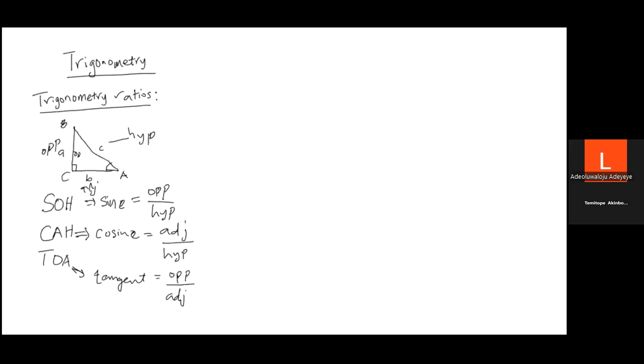So anytime you are using any trig ratio, take note of the angle in consideration. The side that faces the angle in consideration is always the opposite, while the other side will be the adjacent, and the side that faces the 90 degree angle will be the hypotenuse. So that's the standard there. Quickly write this, then we'll look at Pythagoras theorem.